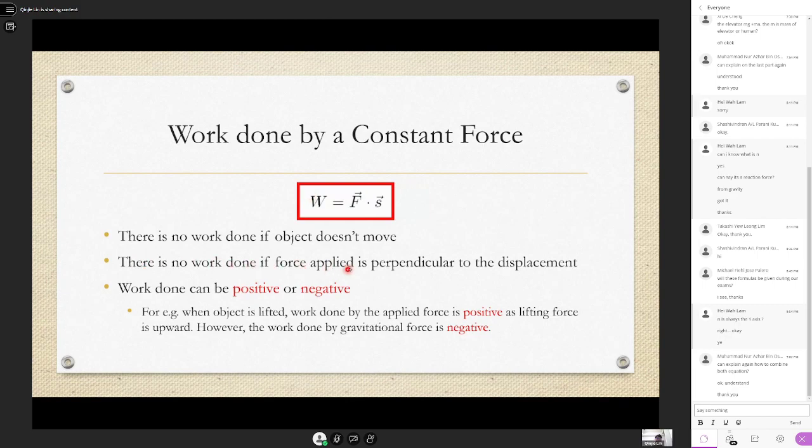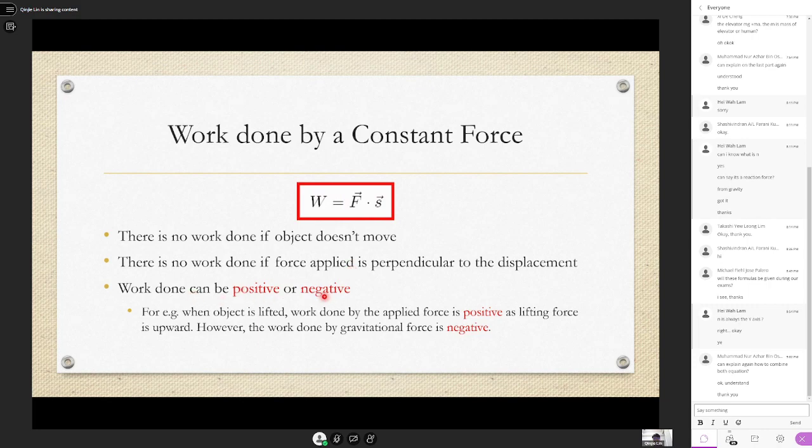There is no work done if the force applied is perpendicular to the displacement. We'll see some illustrations later. Essentially, if you want the object to move to the right, but you apply force downwards or upwards, it's also not counted, because it's the wrong direction. There's a cosine inside here, which accounts for that.